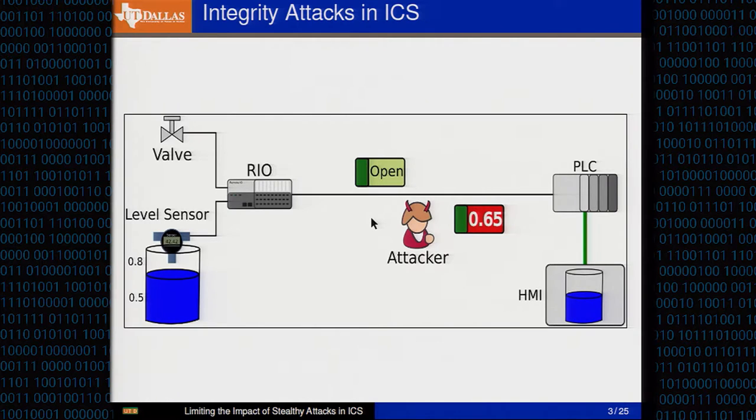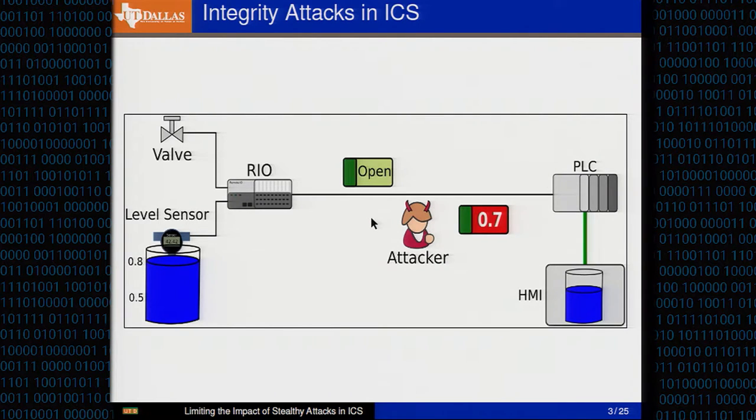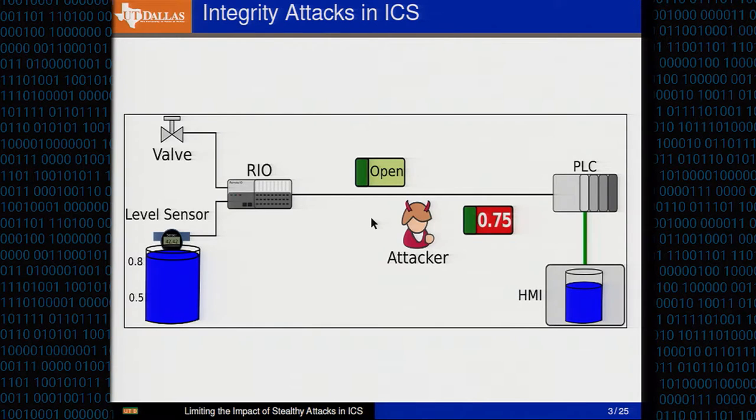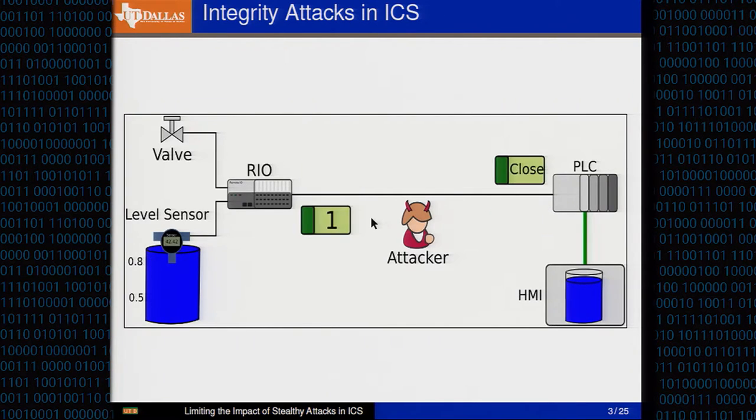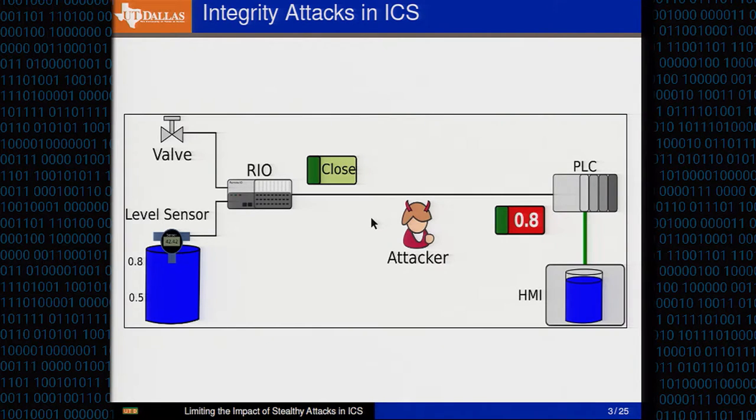However, when we have an attacker, the attacker can modify the packet information such that it's going to lie to the PLC, and the PLC is going to compute the wrong control action. And actually, the HMI is also going to see fake data. So in this case, the attacker overflows the tank because it's saying that the water level is increasing slower than what it really increases. So this is the type of attacks that you can find in industrial control systems.